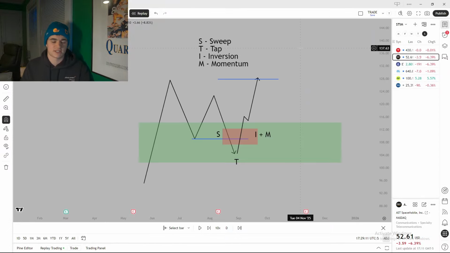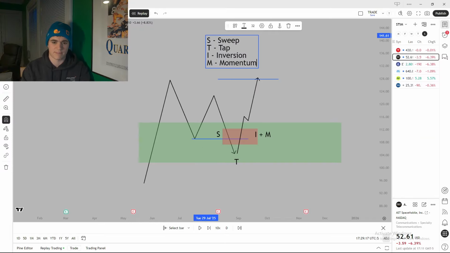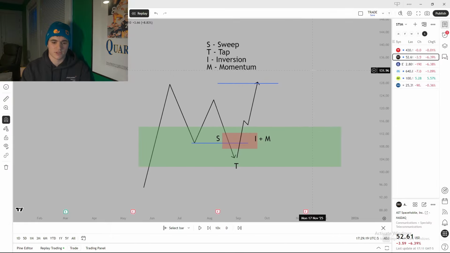So the simple 4-step trading model that changed my trading forever is called the STIM model, which stands for sweep, tap, inversion, momentum. Okay. So the first step is we want to make some type of trend move that creates an imbalance, right? And that is also referred to as a fair value gap. And we'll get into chart examples soon. So you want to have this imbalance, right? If we're looking for longs, and then you want to put in some type of low inside of it. So you want a swing low inside of that bullish imbalance.